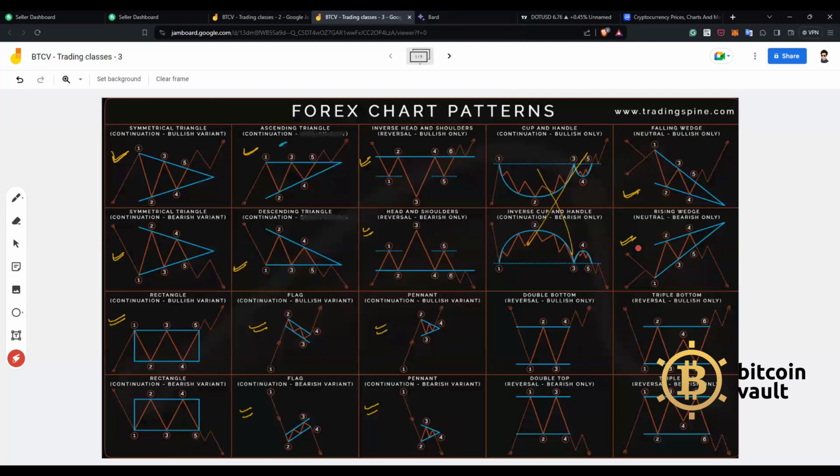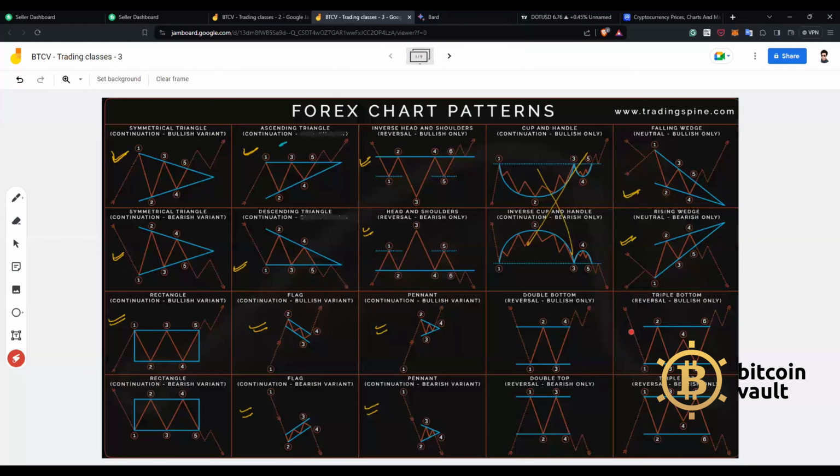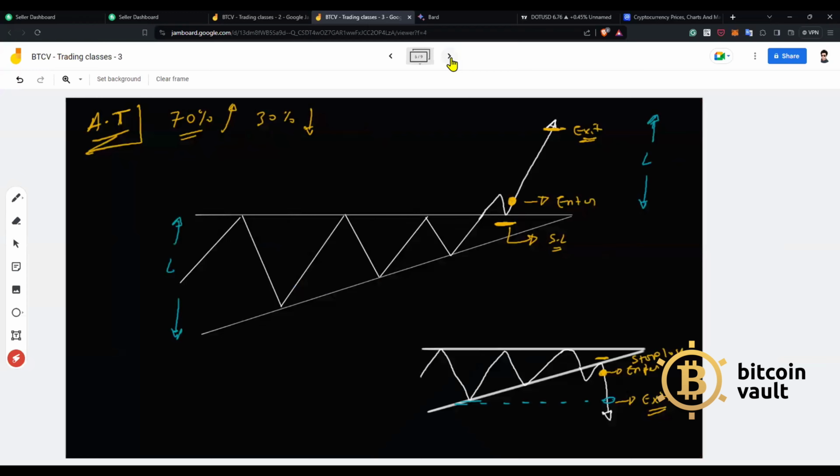Yeah. So now let's talk about double bottom, double top, and triple top. Now see, first and foremost, just remember two names: double bottom, double top. These are reversal patterns. And of course, double top, triple top plus inverse head and shoulder and cup and handle, all four of them are reversal patterns.